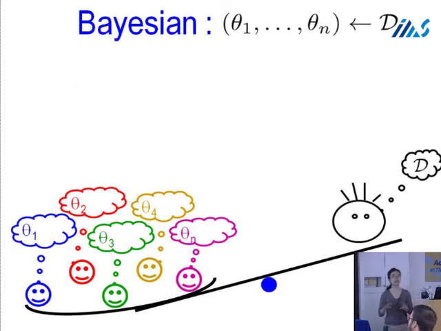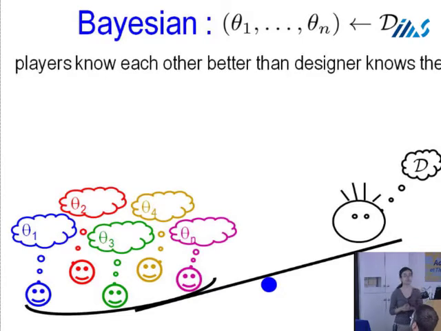Therefore, we may want to come up with a different way to model the information structure in this game. That is, the assumption we adopt here is that the players may know each other better than the designer knows them. Why? Because maybe they are companies competing in the same market for a long time, and they have a lot of information about each other.